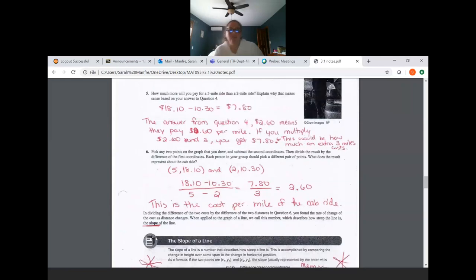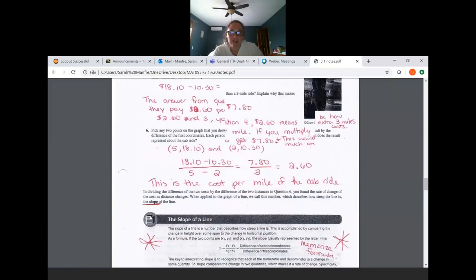Okay, and if you look right here, this is super important right here. Okay, that is the slope formula. So that's how we find the slope of the line, and that represents how steep the line is. Basically, what this is saying is that this one is always going to increase at a rate of $2.60 per 1 mile. Okay, so that's the slope.